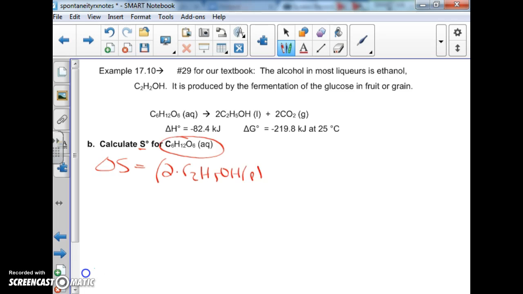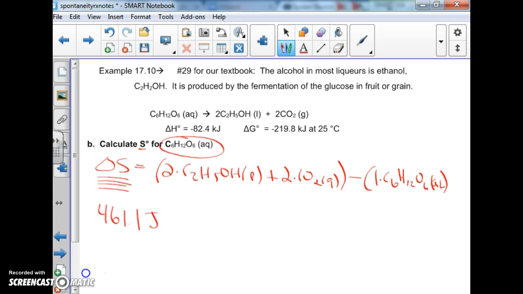2 C2H5OH liquid plus 2 CO2 gas minus 1 C6H12O6 aqueous. Okay, so we've got products minus reactants. We already know this value from the previous problem. We know it to be 461.1 joules per mole Kelvin.